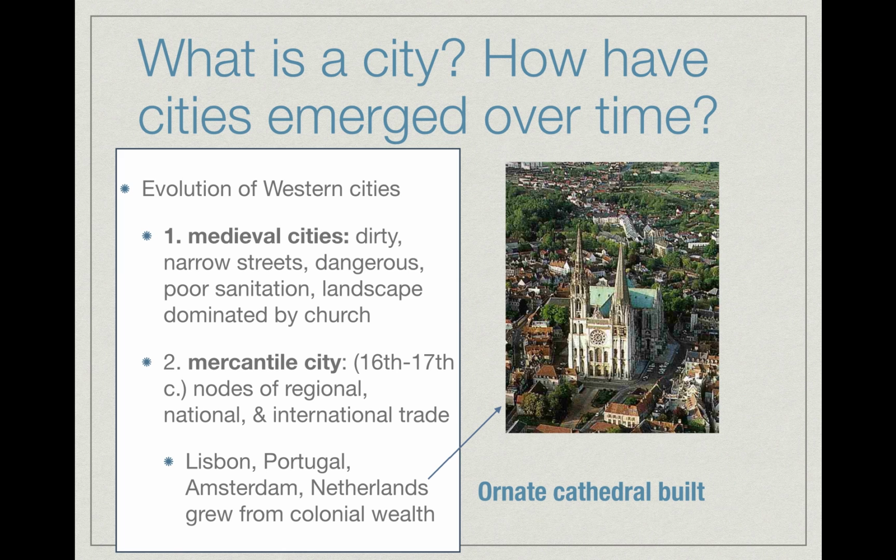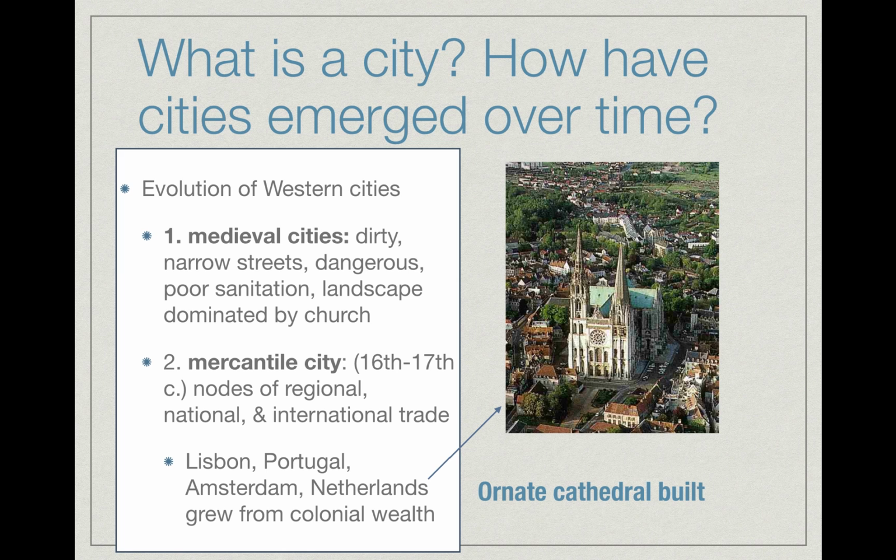First, we have what's called medieval cities, just like you learn about in World History 1, in the medieval age, I should say. Medieval Times is that restaurant. Medieval cities were dirty. They had very narrow streets. They had very poor sanitation, hence why we had the bubonic plague. They were dangerous, and one of the key features of the landscape was that it was dominated by the church. The church would be the central figure in the city landscape.